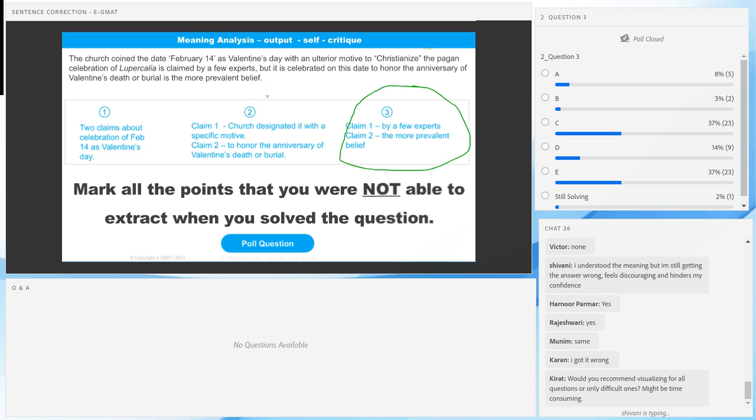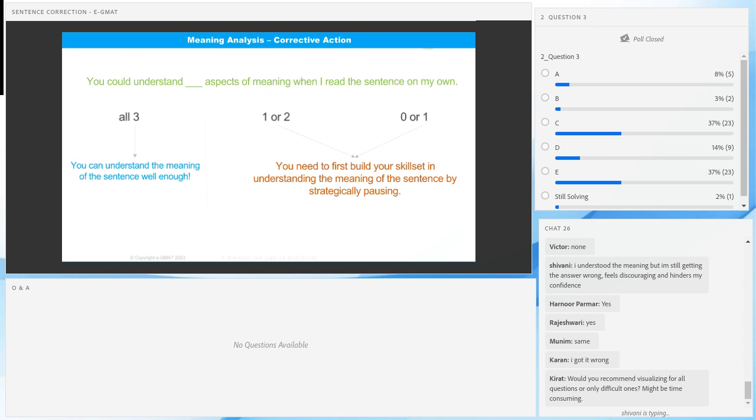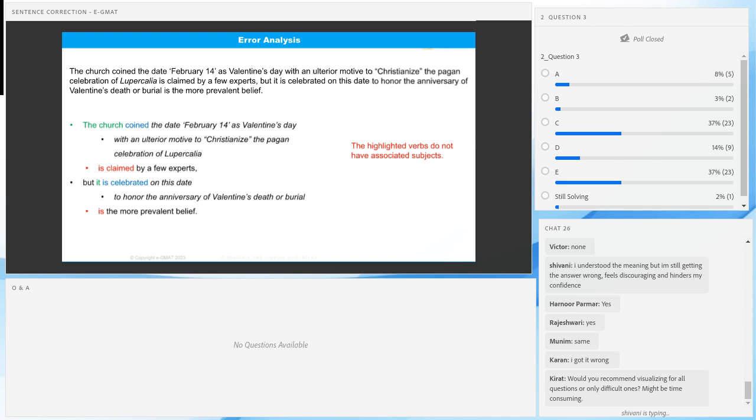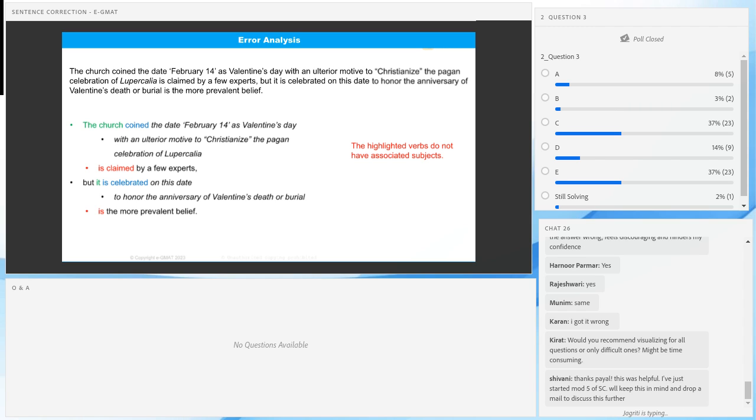So step number one, you have to do the self critique at every point. That's the strategic review process. Now, the second step is to understand all the errors. Basically, the issue here is that these verbs don't have associated subjects, which is something that we were able to identify, because these structural errors typically act as speed bumps. So that is something which is important.